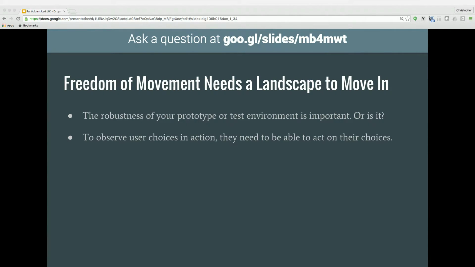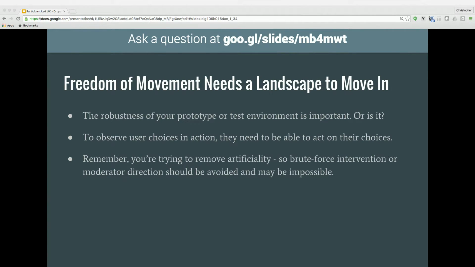You observe user choices in action. They need to be able to act on their choices, but if their choice is not available on screen for them to act on, it's possible and permissible to just draw the screen that they would like to be engaging with, as opposed to feeling like you're trapped in the thing that you sketched out for them. Capture the information, even if it contradicts your previous design decisions.